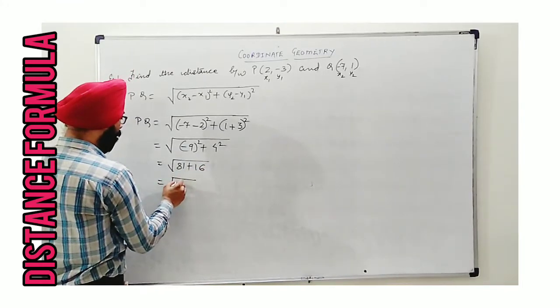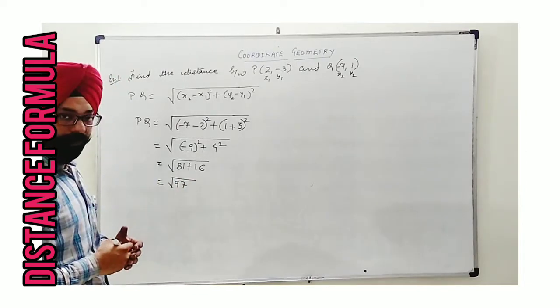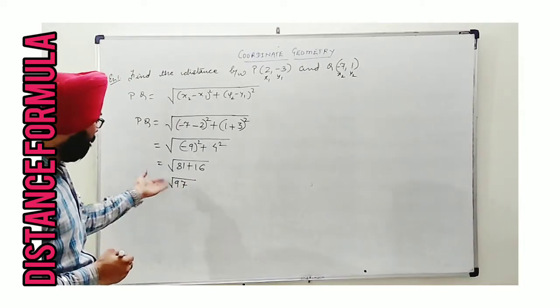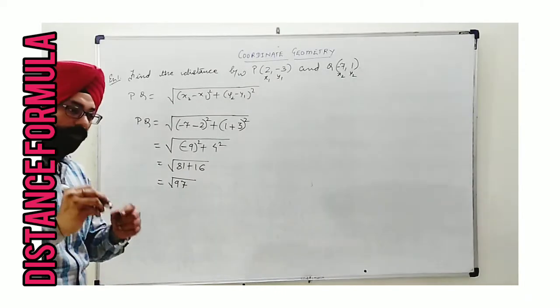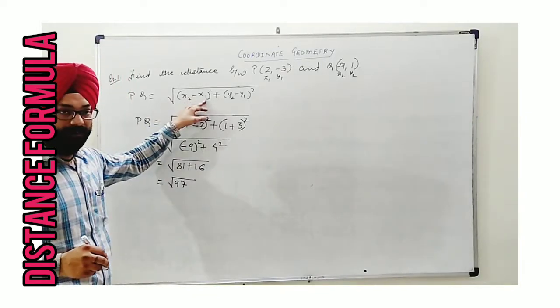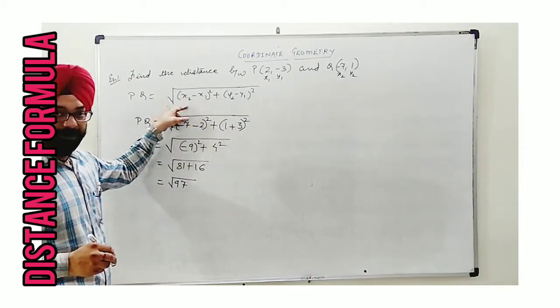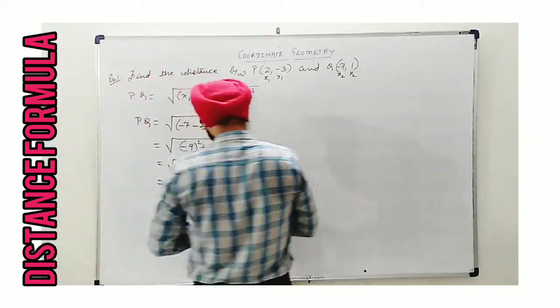This will become root 97. If you can solve it further, then do that, otherwise this will be considered to be the answer. Now, I was saying recently that it doesn't matter in which sequence you write x2 minus x1. You can write x1 minus x2 also. So I will give a verification of that statement.